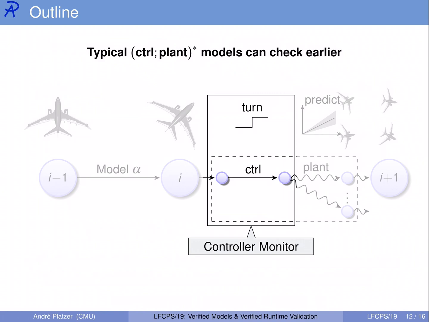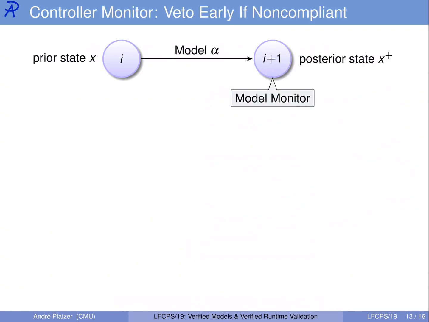Now, let's move on to the question, for typical models that are of the shape control plant repeated, can you do a little bit better by already interfering right after the control run instead of waiting for the entire phase? And after the physics ran as well, say, oops, I guess that was bad, maybe we should have interfered earlier. Let's do so, let's interfere earlier by the controller monitor. But it's sort of the same idea, right?